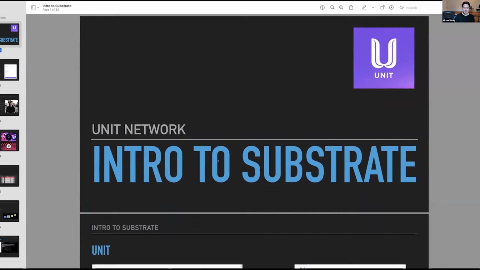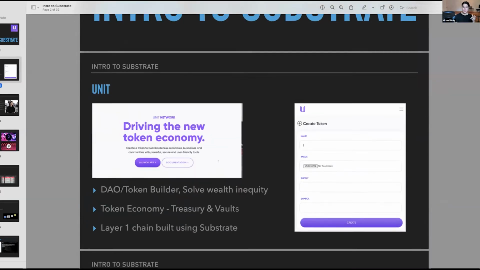So a little bit about Unit. Unit is a layer one blockchain. You can think of different blockchains like Bitcoin, Ethereum, Polkadot, Solana, Algorand. You've got different layers of them, right? A layer one is something like Bitcoin, Ethereum, Unit. These are layer one chains which either provide their own security or their security is taken care of by a layer zero like Polkadot or Cosmos.